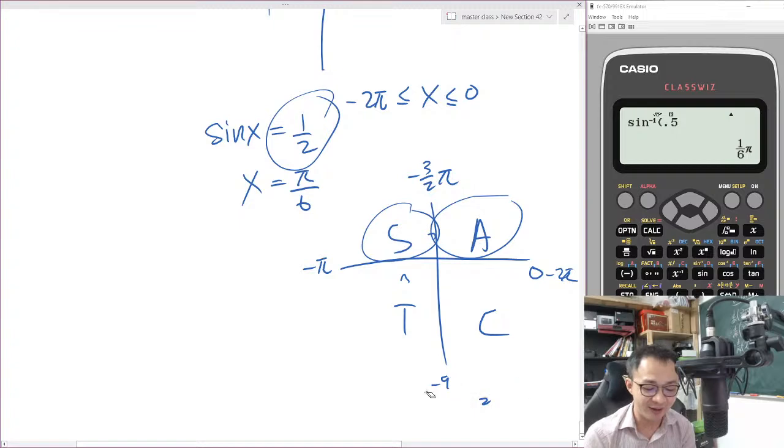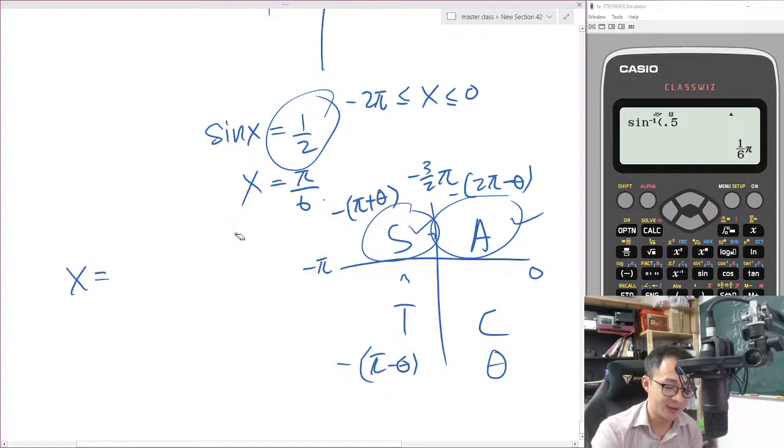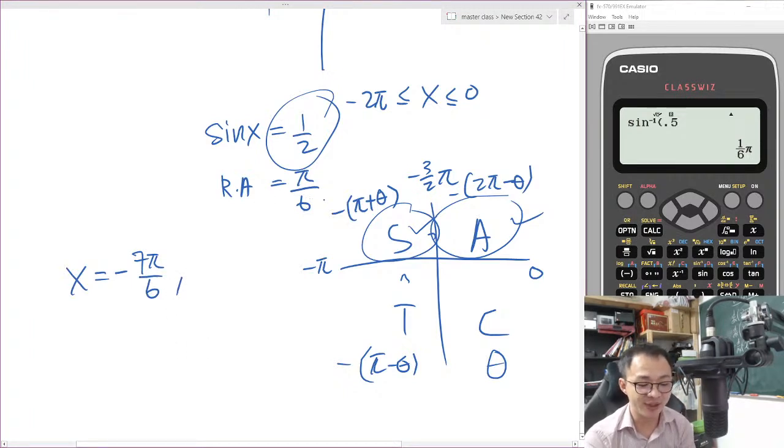But how to find the angle? You kind of need to memorize. The first one is called theta. The second one is called negative pi minus theta. Negative pi plus theta. This is negative 2 pi minus theta. But like what I say, I want these two quadrants only, right? So therefore, my x answer will be negative. This is my reference angle, because I want the negative answer only. So it will be negative pi plus pi over 6, which is negative 7 pi over 6. This one, negative 2 pi plus pi over 6, which is negative 11 pi over 6.